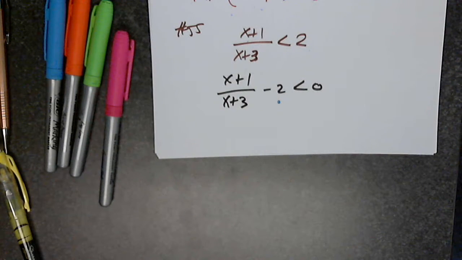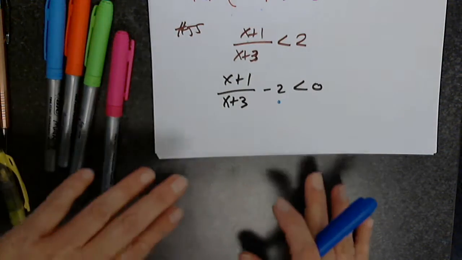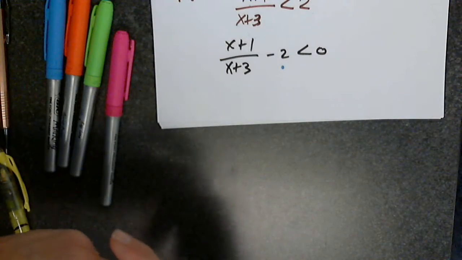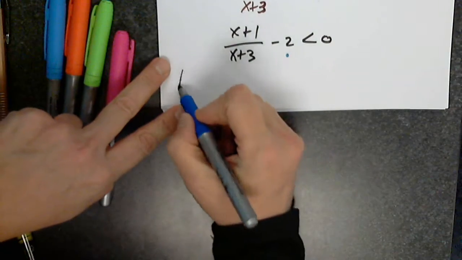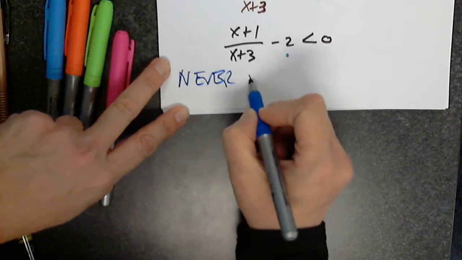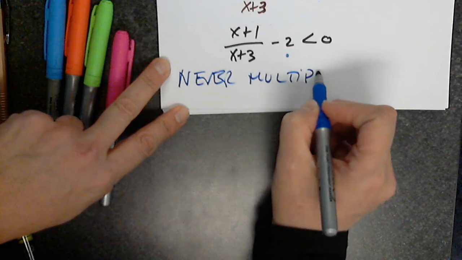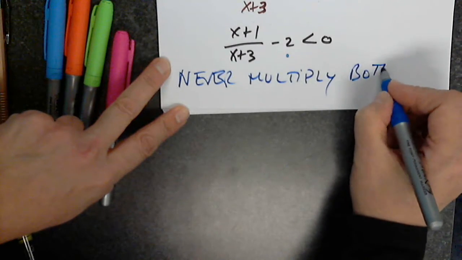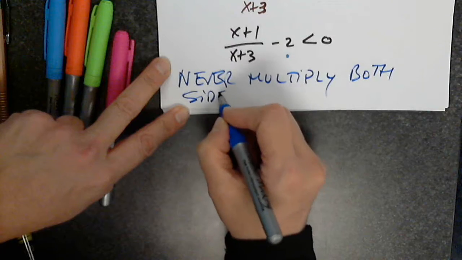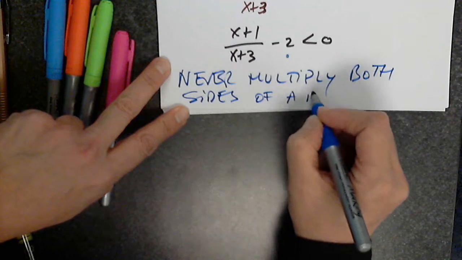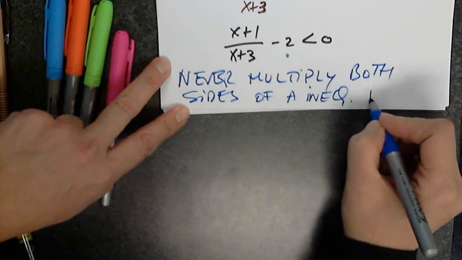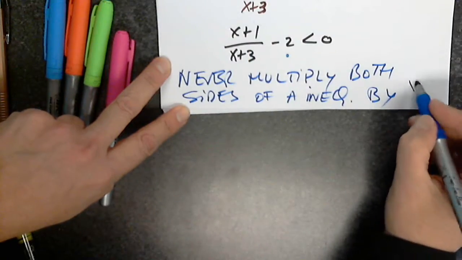Okay, now what? And no, please do not say multiply both sides by x plus 3. That is never allowed, because x plus 3 could be positive or negative. It could even be 0. Never multiply both sides of an inequality by, in this case, x plus 3.